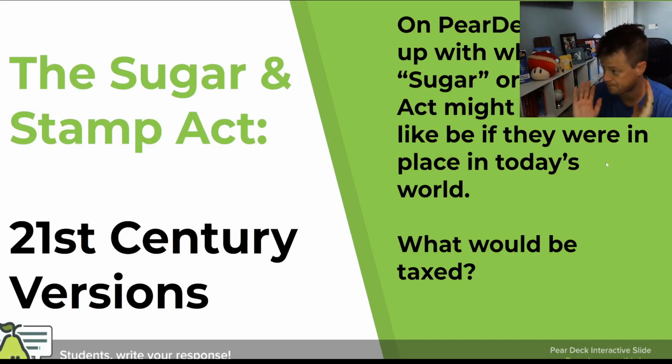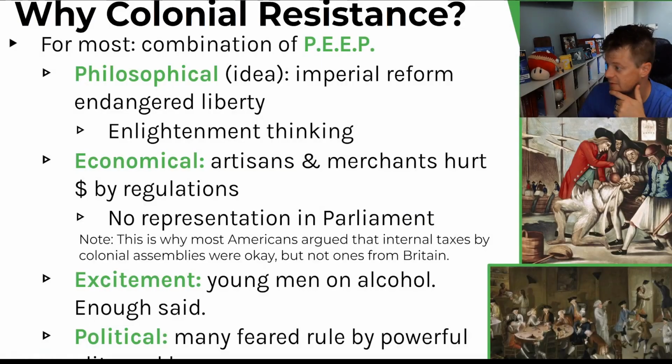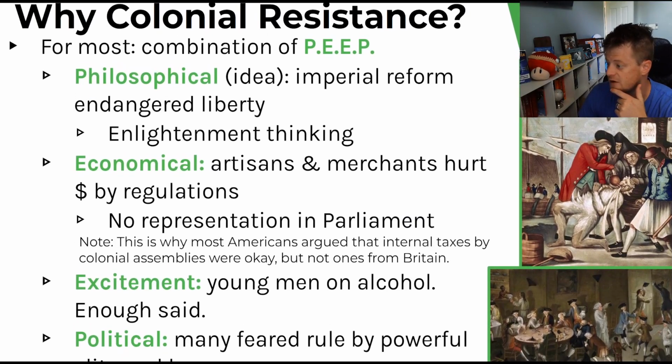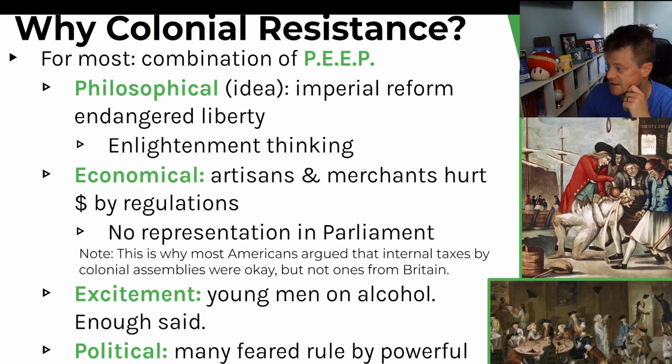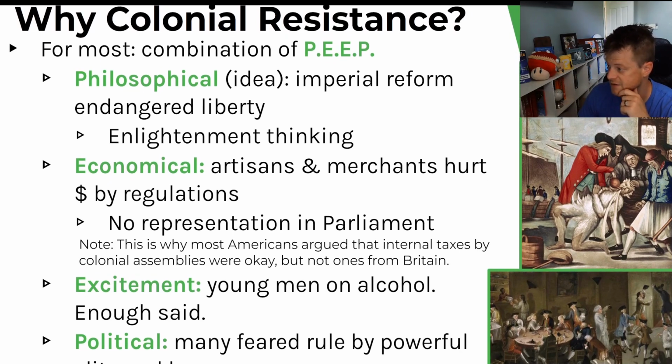Okay, moving on. I gave you an example of a parallel of what the Stamp Act would be like. That would be like taxing Wi-Fi or the internet today. It would not go well, right? So let's take a moment to back up to an 80,000 foot view. Why are the colonists so pissed?